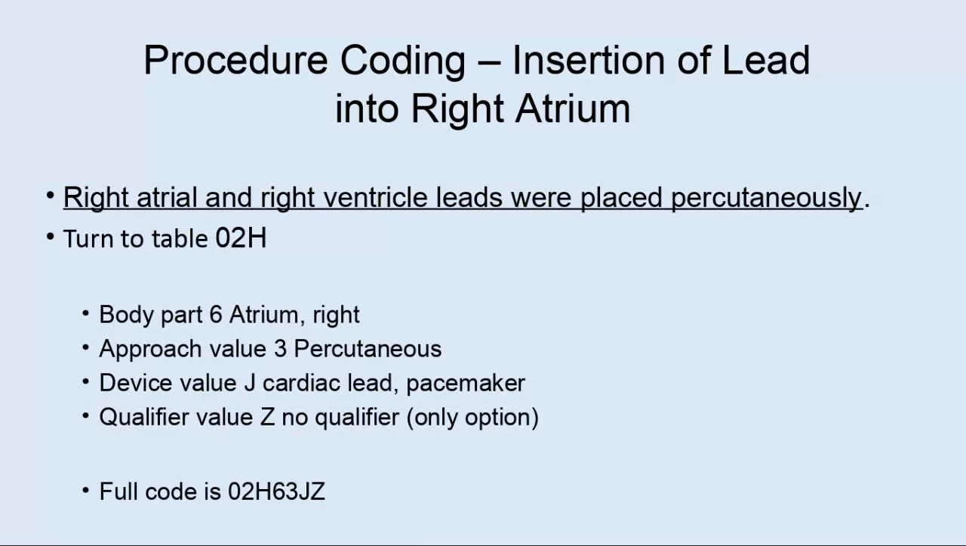So insertion to right atrium, so you turn to that table 02H and you find that body part value 6, approach is 3, that device is cardiac lead, that's a J, and then a Z. So the whole code is 02H63JZ.